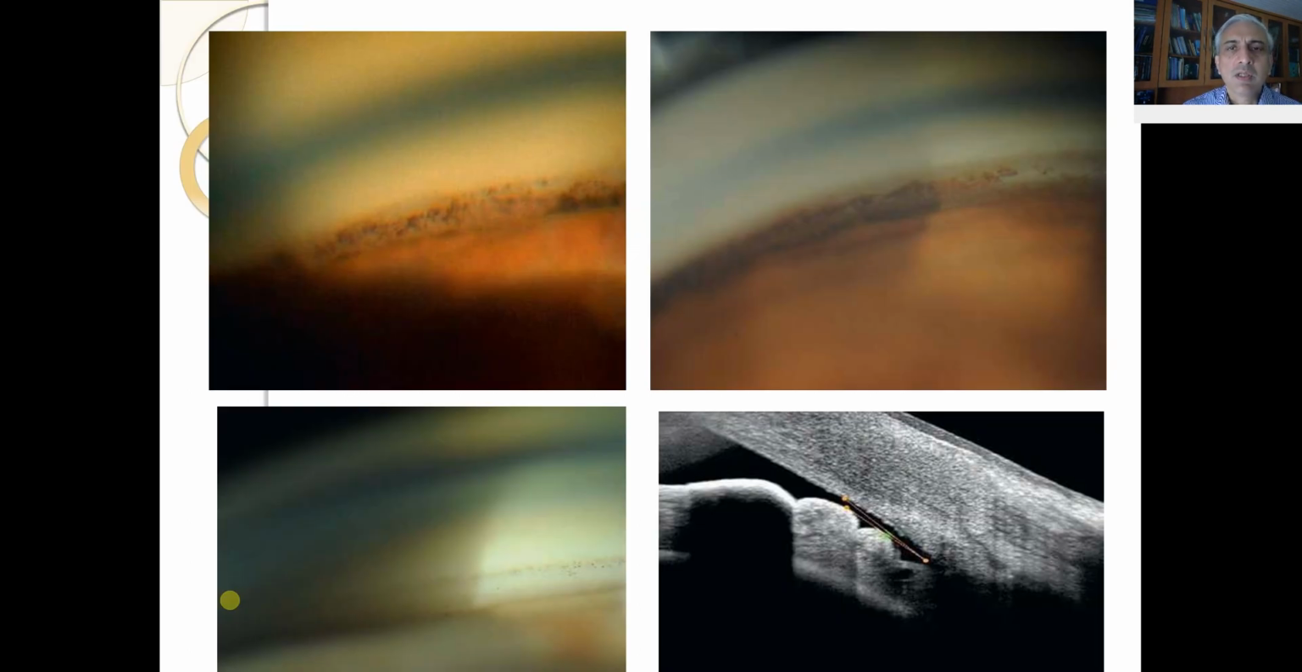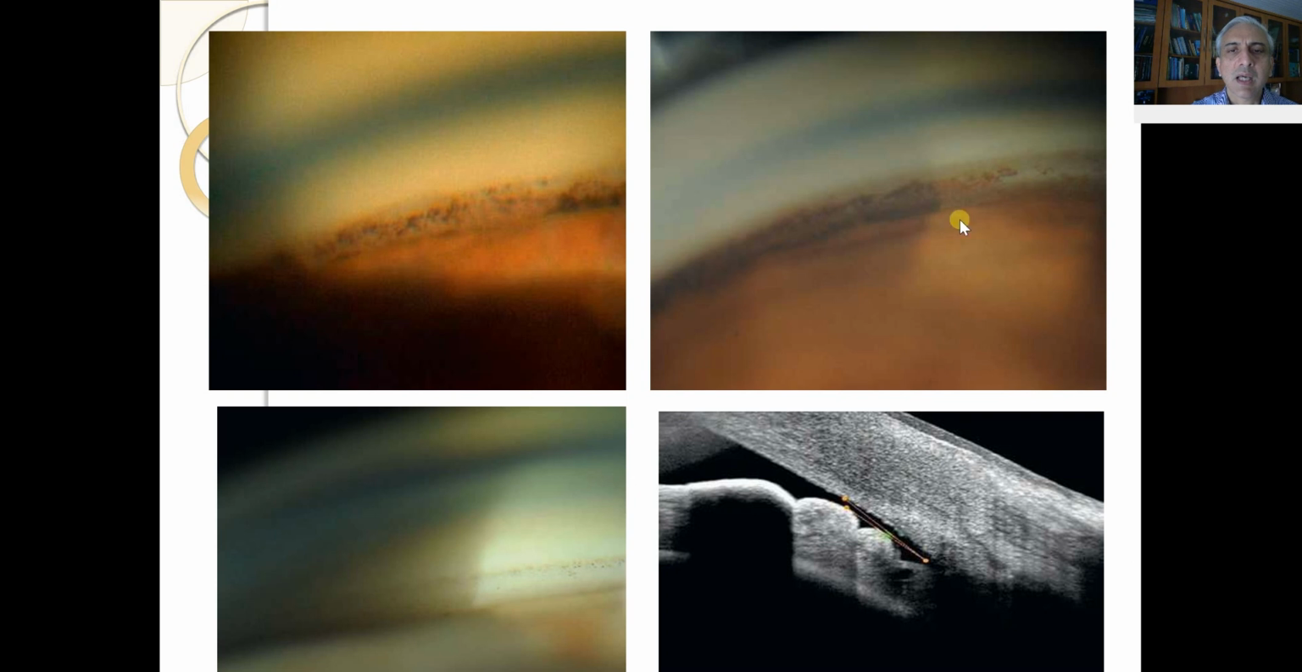So if we see this angle, normally you would see the angle as an open structure. The first line will be Schwalbe's line, the next would be a non-pigmented trabecular meshwork, then you would have this pigmented line which is the trabecular meshwork, then you have the scleral spur, and then the ciliary body at the end. So when the angle is open, you would see all these structures like this.